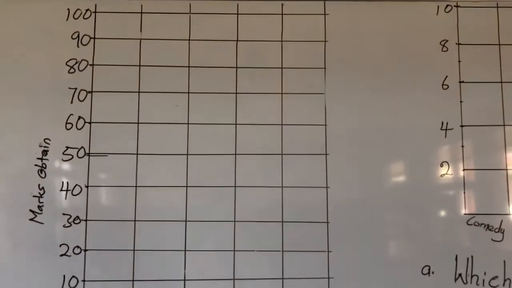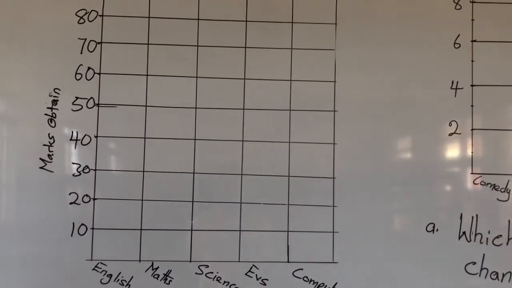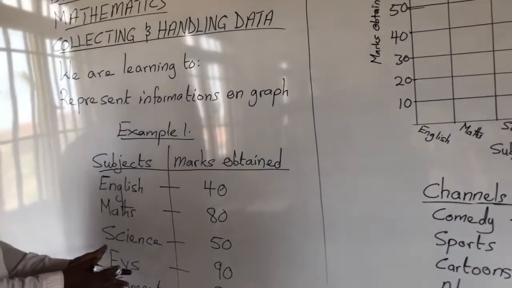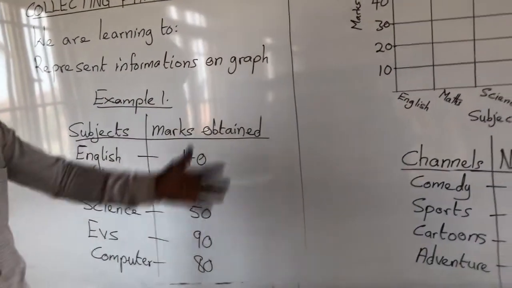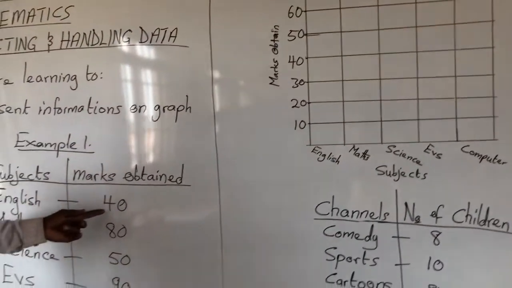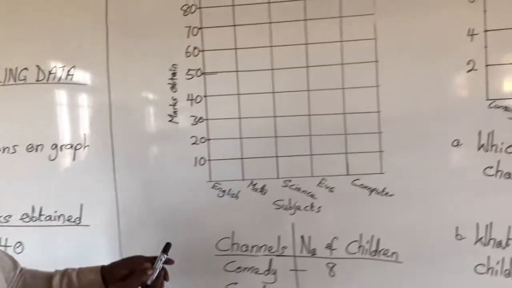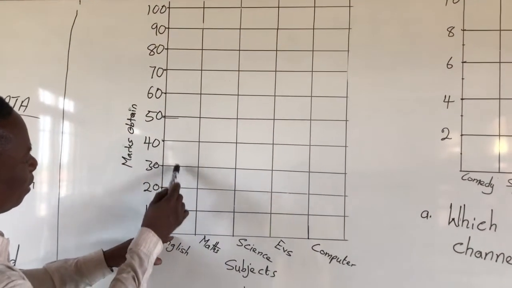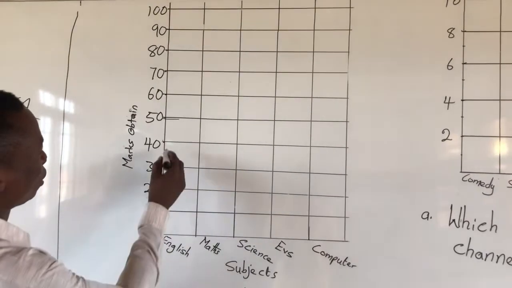Let's quickly look at our graph. This is the graph given to us and we are asked to represent this information on the graph. We will be doing that by shading. We have English to be 40. So let's quickly move to English column. English is 10, 20, 30, 40. So let's quickly shade.